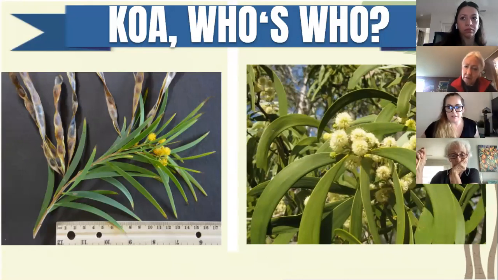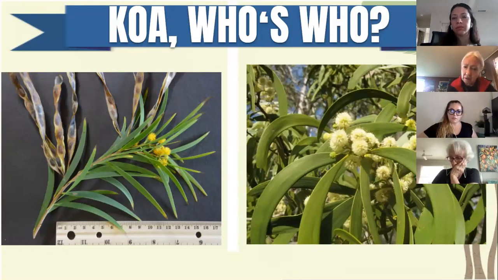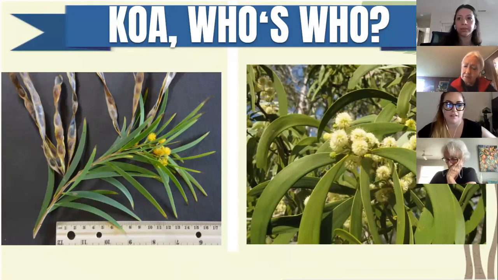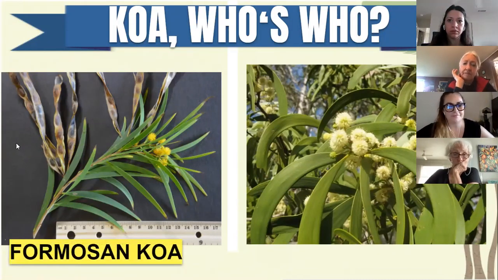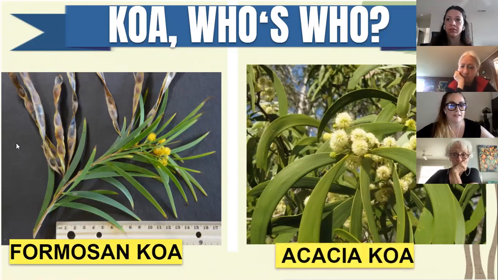Koas might be harder to know because we don't see them too often in our urban environments. All right, we got some guesses. All right, let's give it away. Perfect. Yeah, we have the Formosan koa on the left, the acacia koa on the right. I don't give an example of the acacia koa any closer.